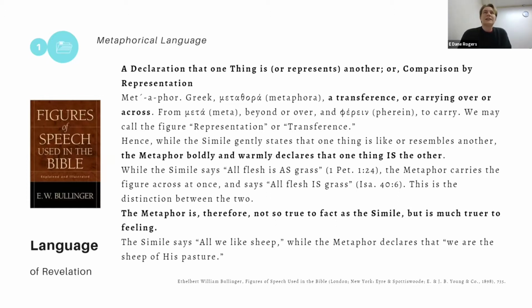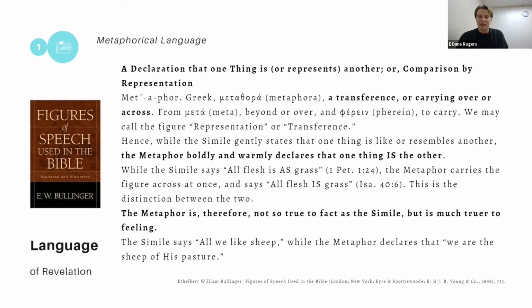While the simile says all flesh is as grass, the metaphor carries the figure across at once and says all flesh is grass. So we're missing that as that gives it a bit of separation. This is the distinction between the two. The metaphor is therefore not so true to fact as the simile, but is much truer to feeling. The simile says all we like sheep, while the metaphor declares that we are the sheep of his pasture.